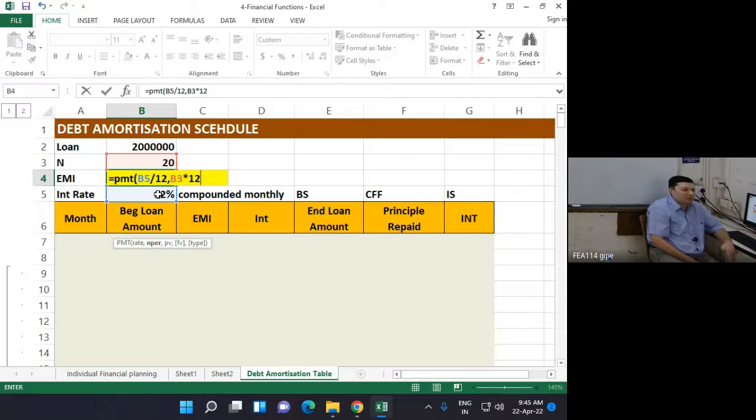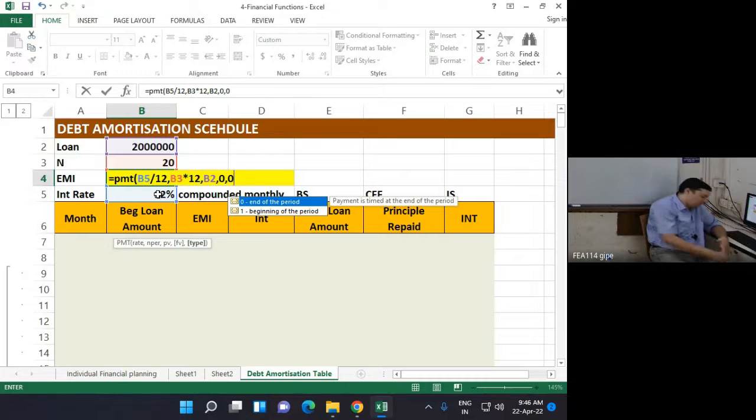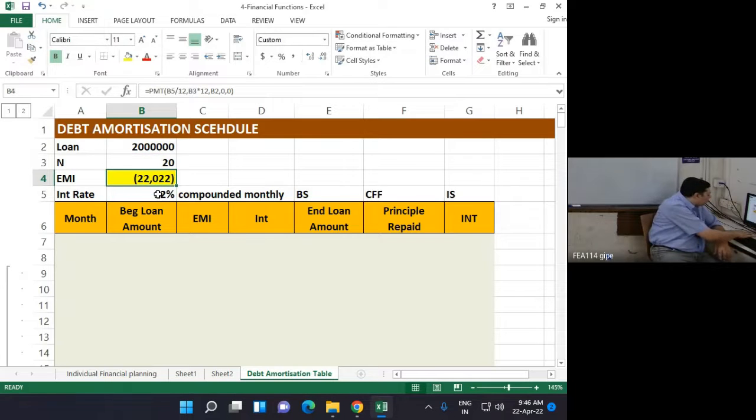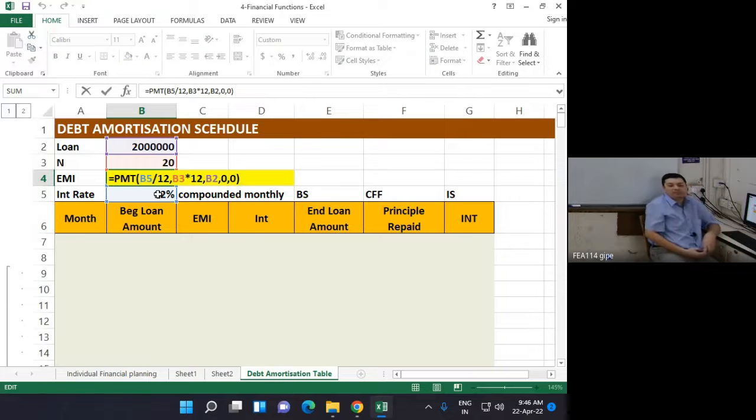It is the same annuity formula that we talked about, but coded into a function, which makes things easy for us to find numbers. And then PV. Today we are taking a loan of 20 lakhs. At the end of 240 months, the loan amount will become 0, and we are considering end of period here, so type also is 0. 22,022. Everybody, check the EMI amount, it comes out to 22,022.